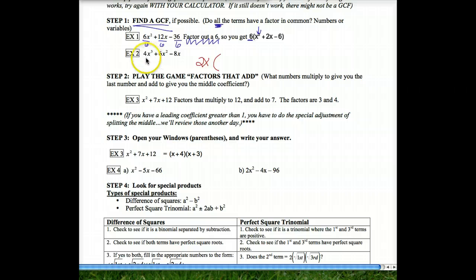And so then remember, what goes inside is what you would get from dividing each term by that 2x. So 4x³ divided by 2x is 2x². Then 6x² divided by 2x is 3x. Negative 8x divided by 2x is negative 4. So this would be our final factored answer for this one.